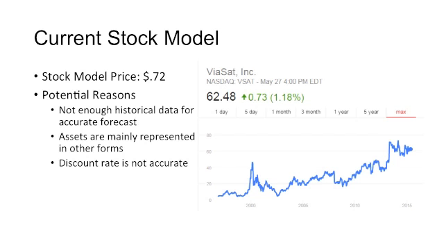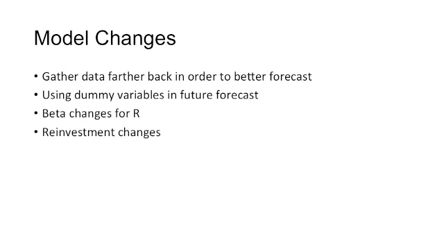Some reasons that I thought this could be the case were not enough historical data for an accurate forecast. The assets are mainly represented in other forms, and the discount rate is not accurate because it is a risky market, and the beta values for the other companies were up and down, so finding a discount rate that works for them might not be as accurate as whatever they are using. Or the company could just be overvalued for what they're worth.